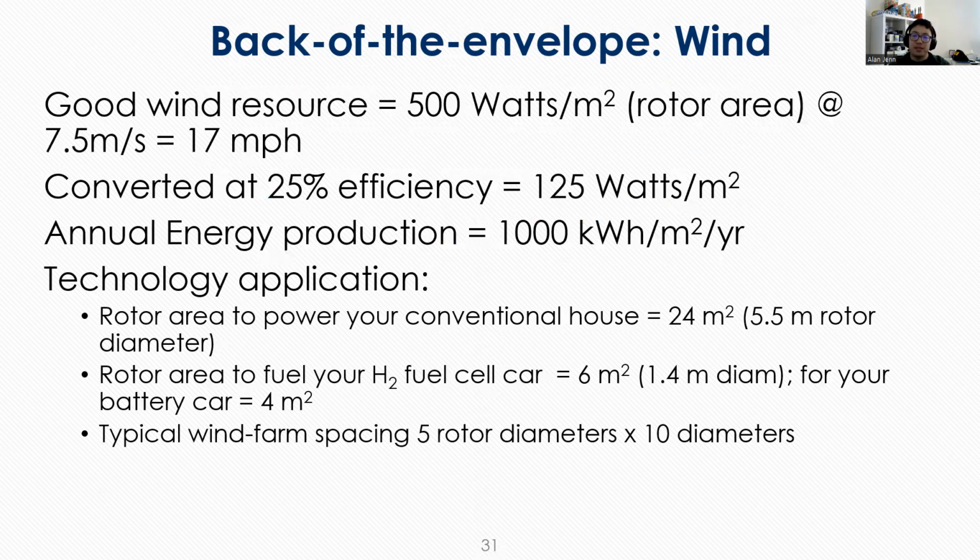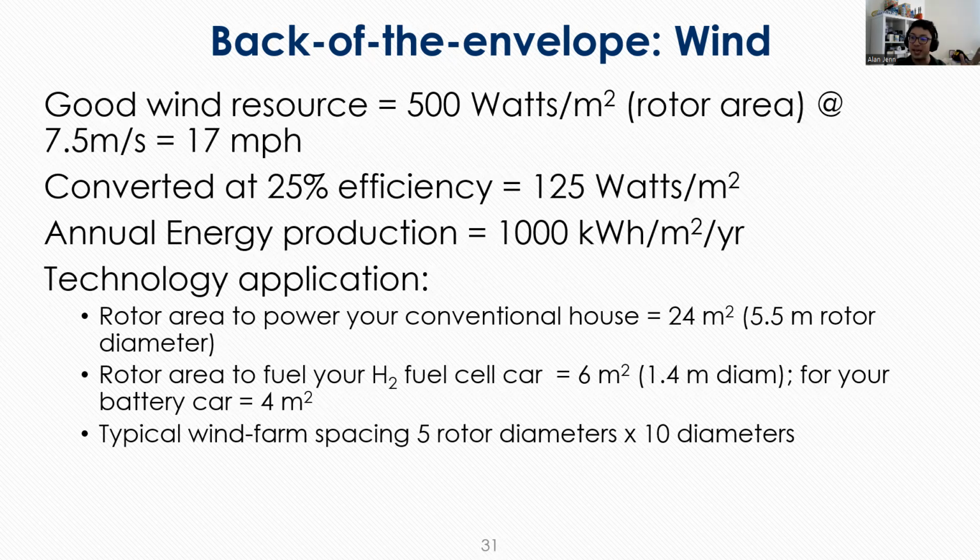Okay, so kind of just some numbers to help crunch here. So a good wind resource, you're talking about energy from the wind itself, the kinetic energy of wind. You're talking about like 500 watts per meter squared. And this is if your wind is blowing at like 7.5 meters per second or 17 miles per hour.